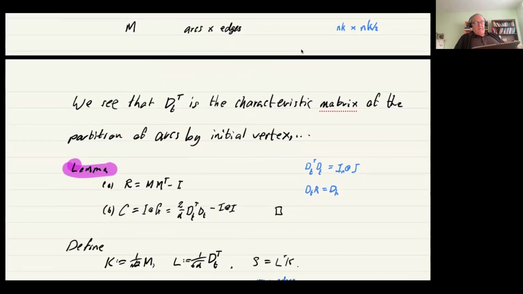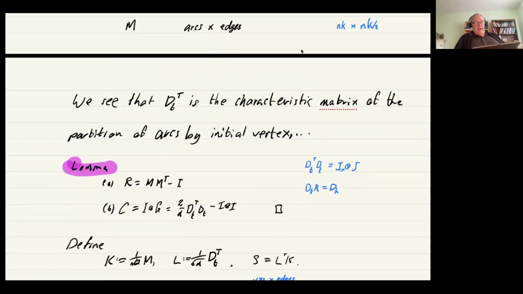In particular, these are basically my projections. They're probably not scaled properly. So half of MM transpose is a projection. This should be 2P minus I, and this should be 2Q minus I. So there's some scaling missing, but essentially this is my projection. So these are my 2 reflections.